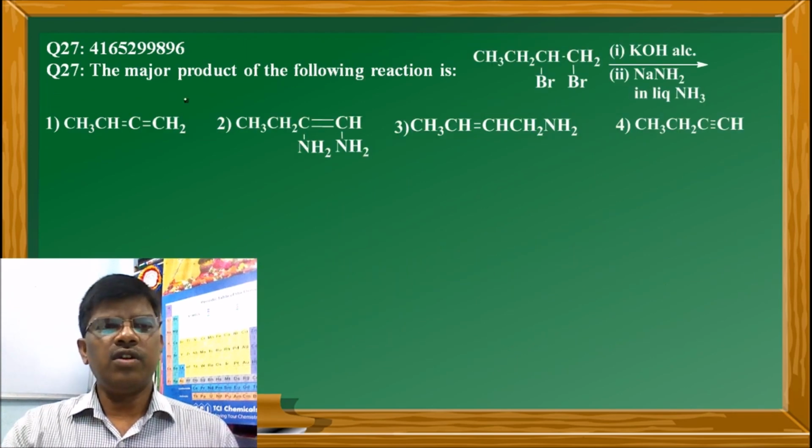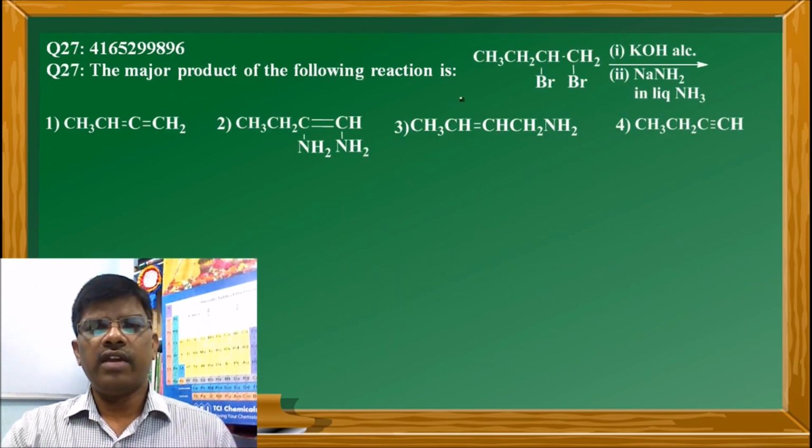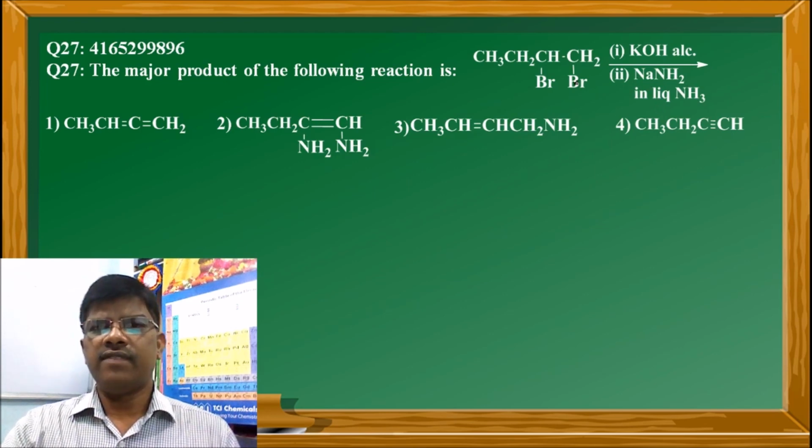Next, question number 27. The major product of the following reaction is, yes friends, they have taken a starting material. What is it? 1,2-dibromobutane, and they are reacting with, in the first step, alcoholic KOH, followed by the second step, sodium amide in liquid ammonia. So what reactions is it going to undergo? Yes friends, the first step is alcoholic KOH solution. It undergoes an elimination reaction.